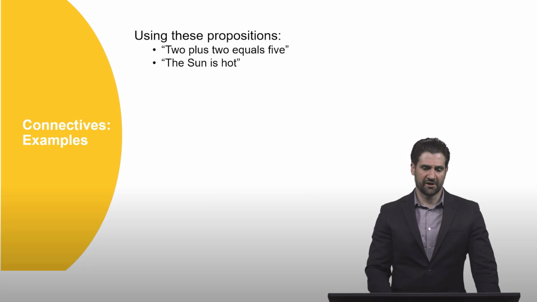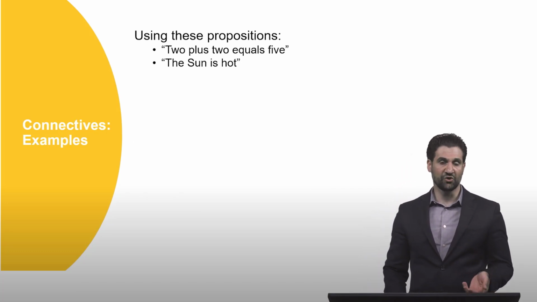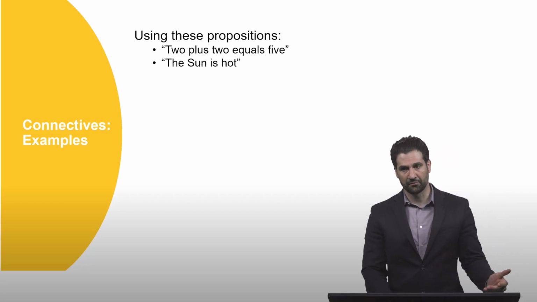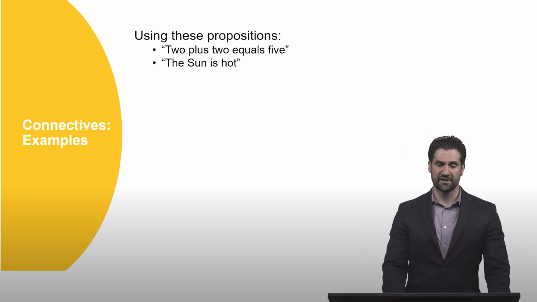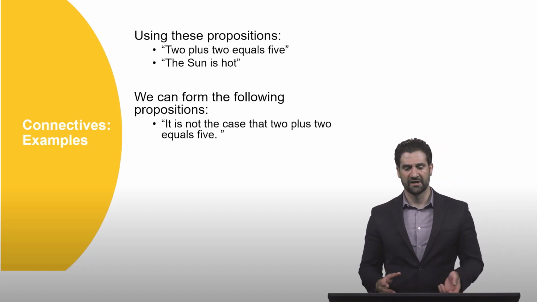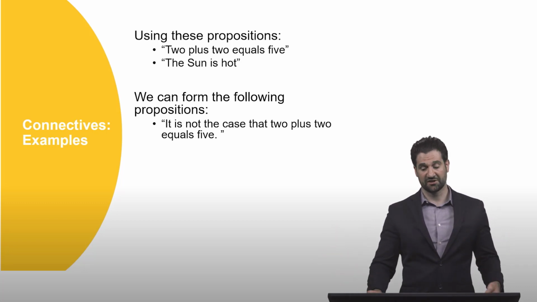So here are some English language examples. We have two propositions. 2 plus 2 equals 5, so clearly false. And the sun is hot. For most definitions of hot, we would say that's true. So we can form the following propositions. It is not the case that 2 plus 2 is 5. This is a negation.